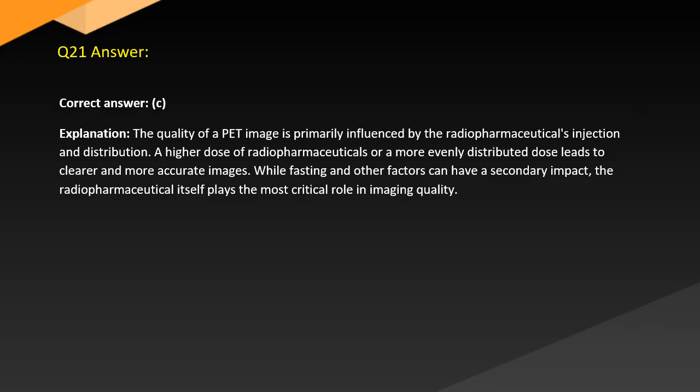Answer. Correct answer: C. Explanation. The quality of a PET image is primarily influenced by the radiopharmaceutical's injection and distribution. A higher dose of radiopharmaceutical or a more evenly distributed dose leads to clearer and more accurate images, while fasting and other factors can have a secondary impact. The radiopharmaceutical itself plays the most critical role in imaging quality.